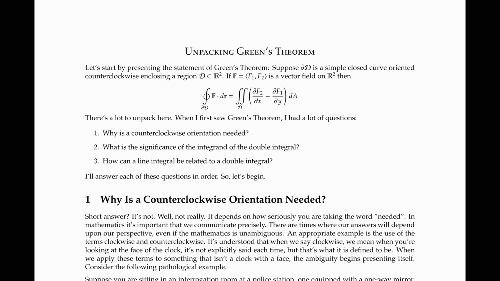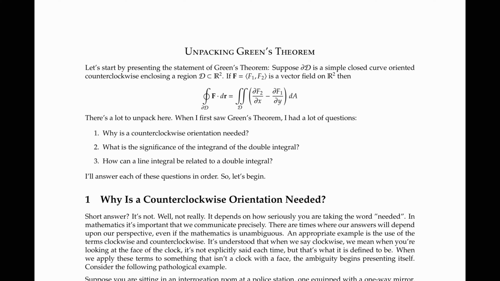If we have a vector field, capital F, whose components are F1, F2 on R2, then the line integral over the boundary of D of F dot dr, a vector line integral, is equal to the double integral of this quantity: the partial of F2 with respect to x minus the partial of F1 with respect to y.